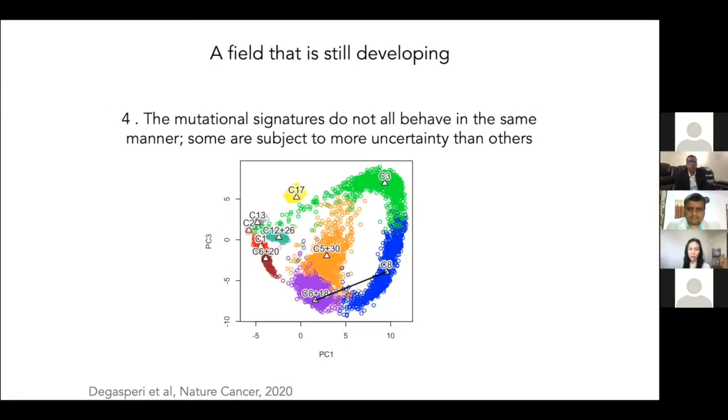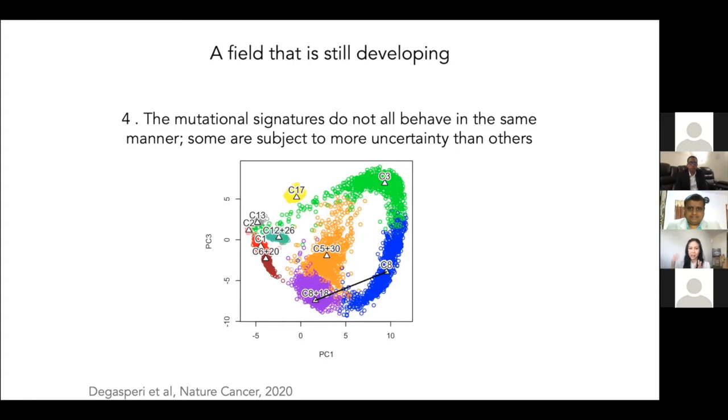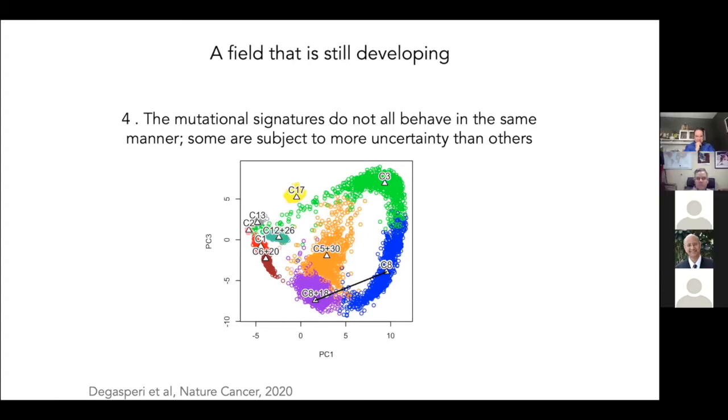Now, the next thing to note is that the mutational signatures do not all behave in the same way. Some are subject to more uncertainty than others. So this is a PCA plot of attempts to identify signatures from a complex data set. You're just doing it again and again and again. And you can see, for example, this arrow is pointing to a signature that's very clear. It's got very tall, beautiful peaks. It's very distinctive and easy to extract. So it's always extracted in the same way. It forms a very discretized cluster.